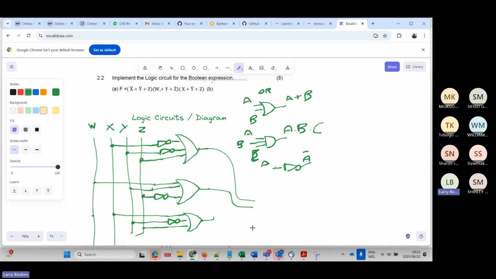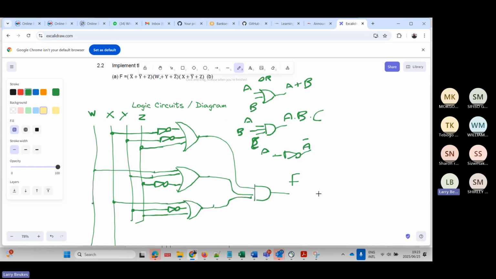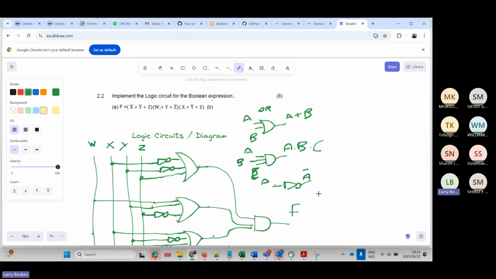So we're going to take this into a 3-input AND gate. Then we will have our output F. So this is it, guys. This is your logic circuit.